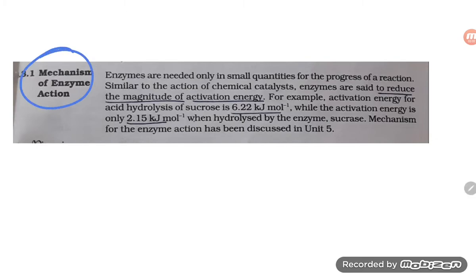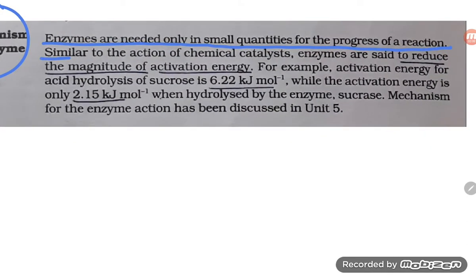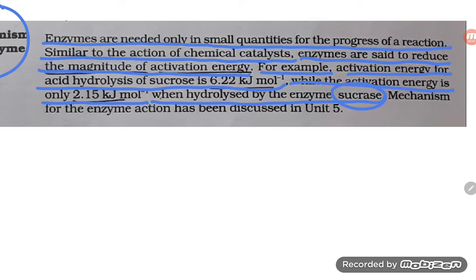Now, what is the mechanism? Enzymes are needed only in small quantity for the process of reaction, student. Similar to the action of chemical catalysts, enzymes are said to reduce the magnitude of the activation energy. For example, the activation energy for the acid hydrolysis of sucrose is 6.22 kilojoule per mole, while the activation energy is only 2.15 when hydrolyzed by the enzyme sucrase. You see how much difference there is in the activation energy.